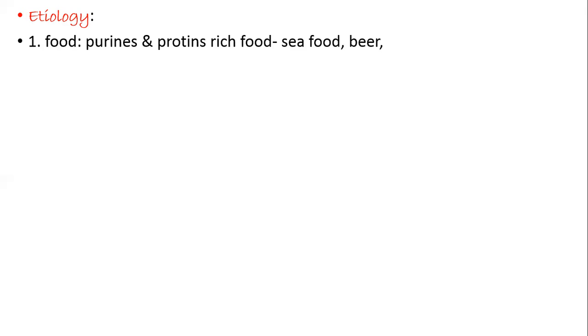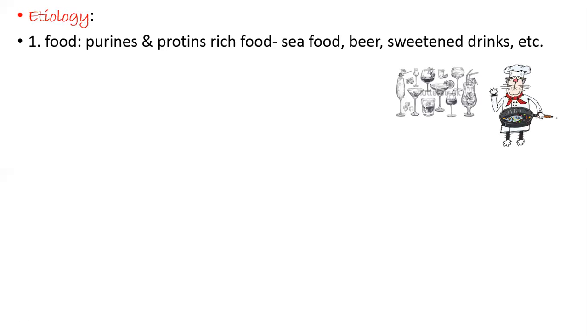Now, what are the etiological factors? The first and foremost important factor is food. Purine and protein rich food, mostly seafood, beer, and sweetened drinks. The purines and proteins in this food undergo metabolism and produce uric acid. Uric acid is a metabolite of purines and proteins. So if you are on a high protein rich diet, there are more chances that uric acid is going to get accumulated inside the body.